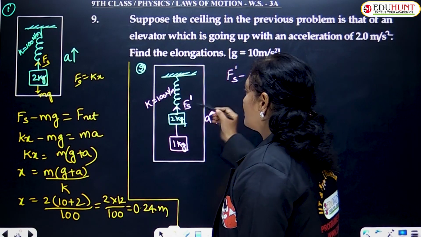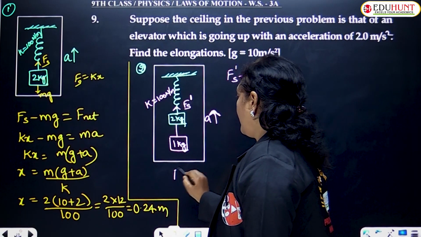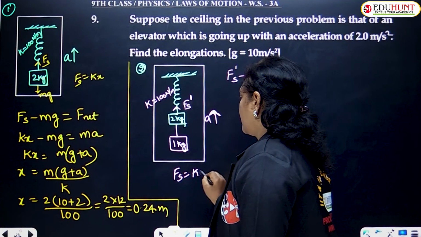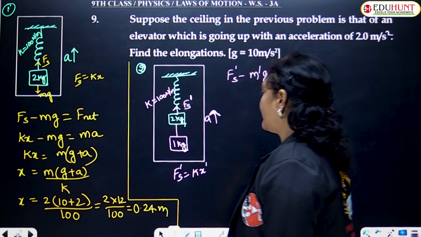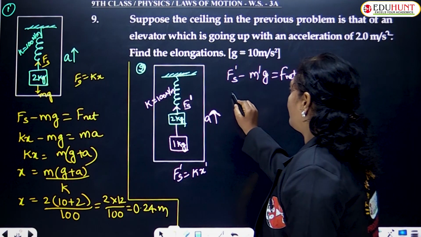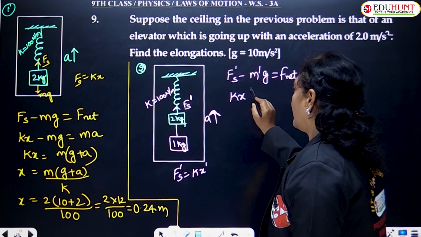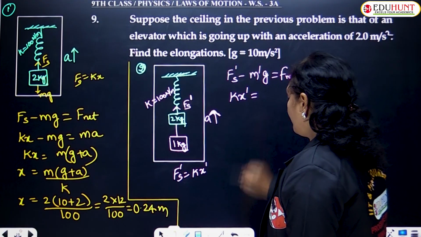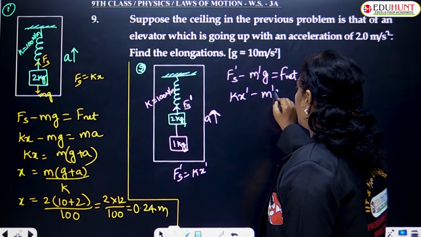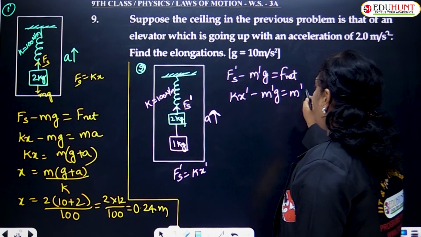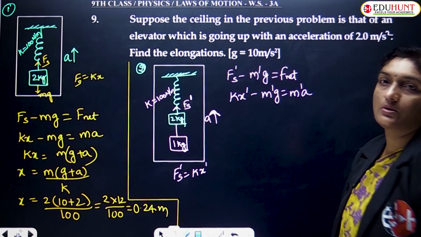Fs dash is equal to, the formula for Fs is F equals Kx. Fs dash means new extension, Kx dash. So I replace this with K because K will never change. It's the same old spring. So K is the same, Kx dash minus m dash g must be equal to m dash a. I hope the concept is clear.